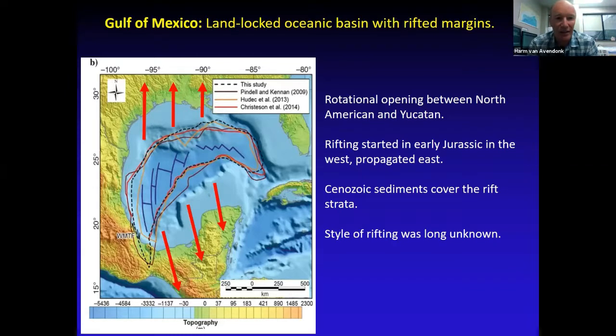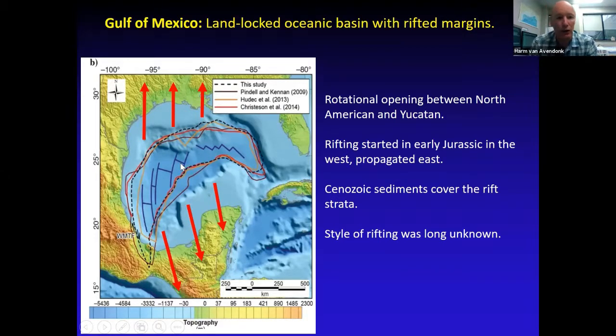It shows an extinct mid-ocean ridge system in the central Gulf of Mexico, here shown in blue in this figure. And it's offset by a lot of transform faults. This mid-ocean ridge system was really active for only about 25 million years, between the late Jurassic to early Cretaceous. The transition from that oceanic crust to the continental crust, to the north and to the south, is not very well known.